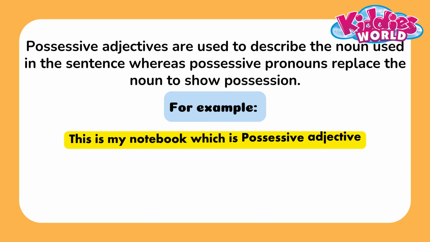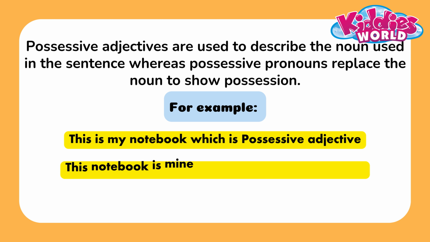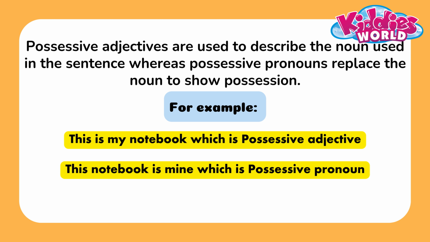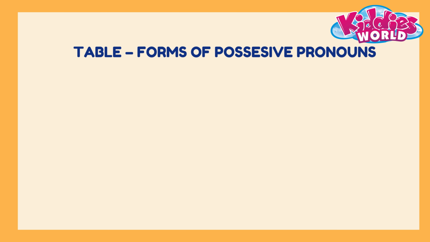Examples: This is my notebook, which is possessive adjective. This notebook is mine, which is possessive pronoun. Here's a quick table for clarity.